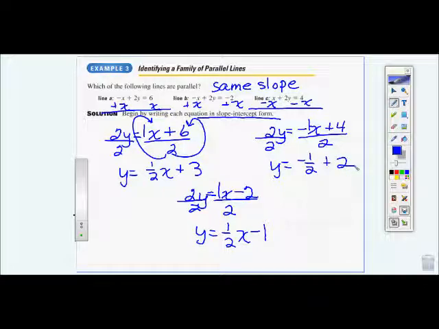So the two lines that are parallel have to have the same slope. Slope, when we're writing in slope-intercept form, is the m term. So the ones that have the same m term would be here and here. So line A and B are parallel. And that concludes the lesson.